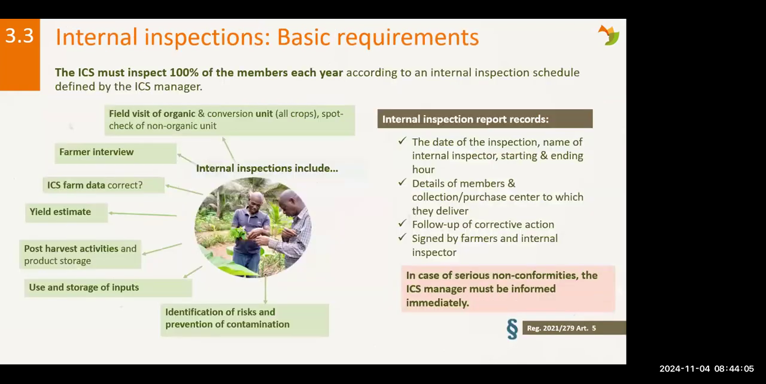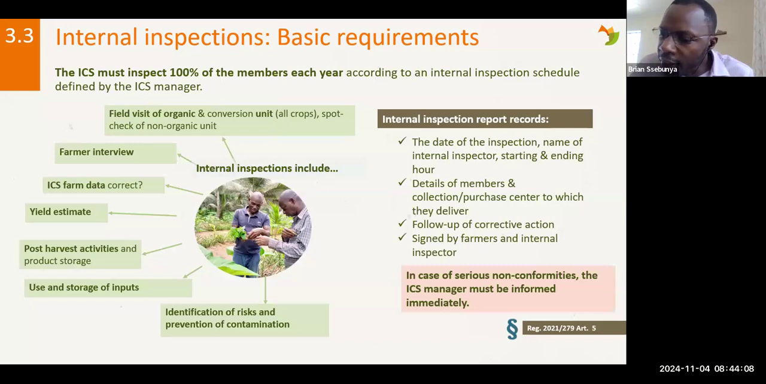Thank you. Great. Swiftly, let me try to run through my slides so we can have some time at the end. So, internal inspection: the requirement is that 100% of the farms have to be internally inspected every year. No two ways about that. The internal inspector has to visit all of them and collect the information. What you see on what the internal inspector should include is what you should have in your internal inspection form: post-harvest, yield estimates, data, risks. Make sure your internal inspection form captures all that information.